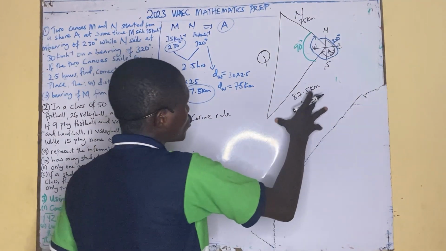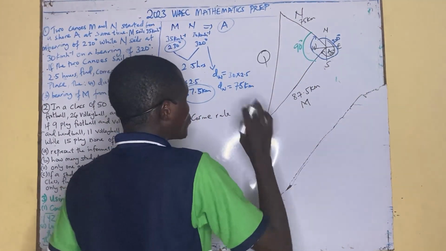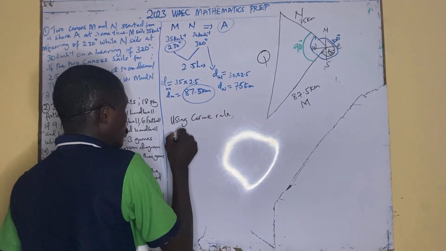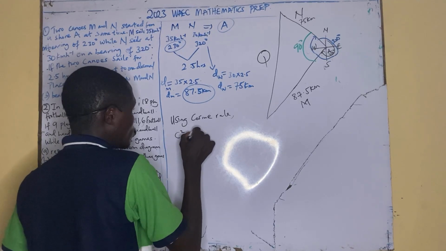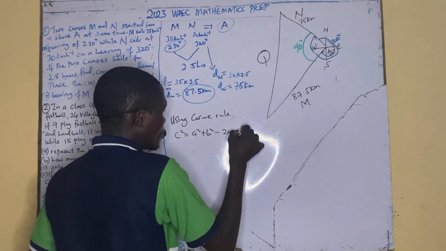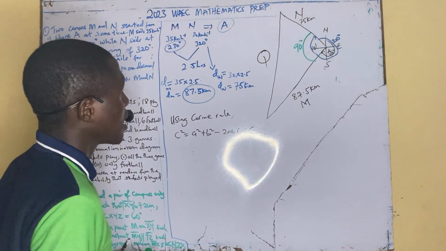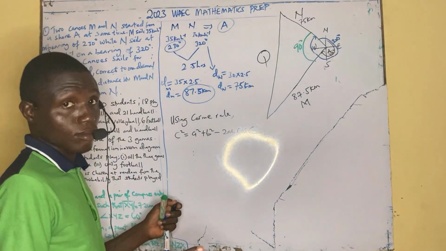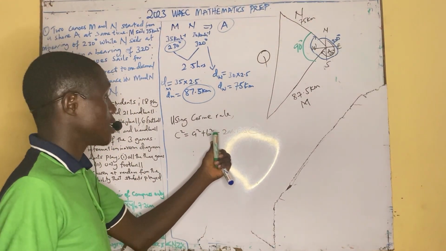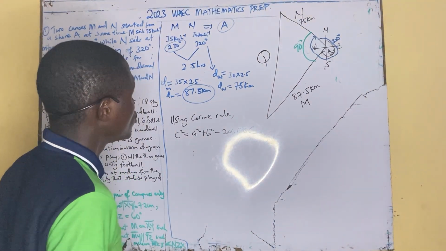So what we are going to do is that this is side M, this is side N, this is side Q. Normally the cosine rule is usually in this format: C squared equals A squared plus B squared minus 2AB cos C. That's how it usually looks in general form. That's how we usually write the cosine rule.